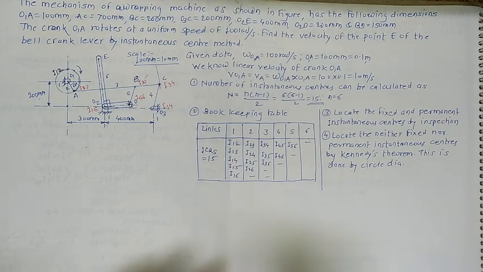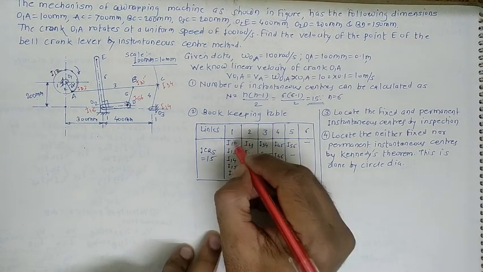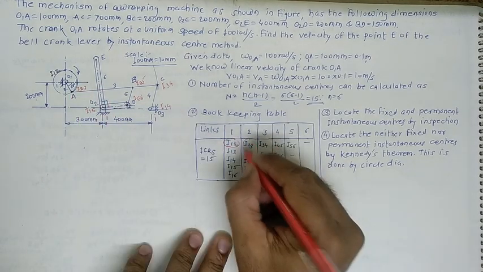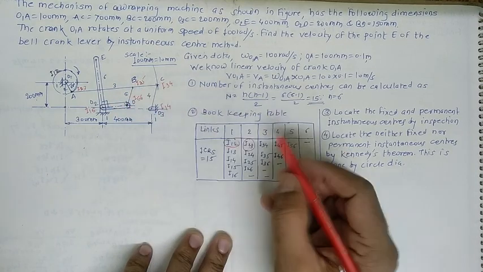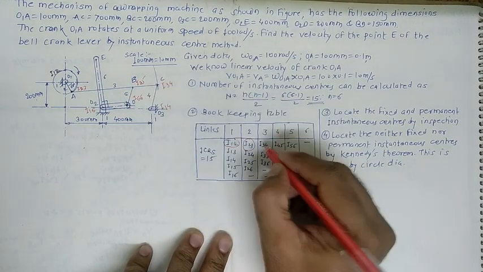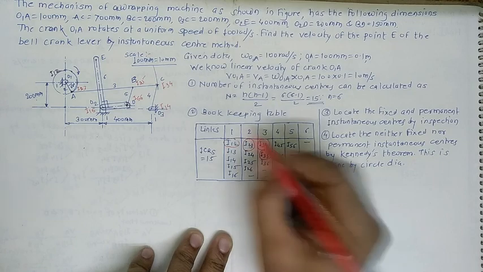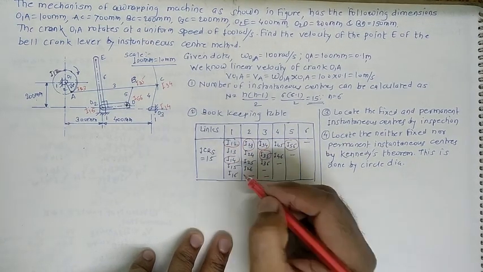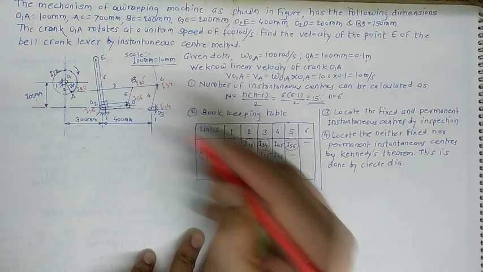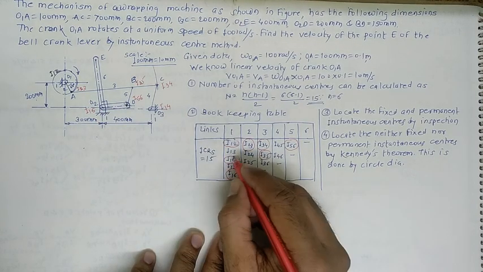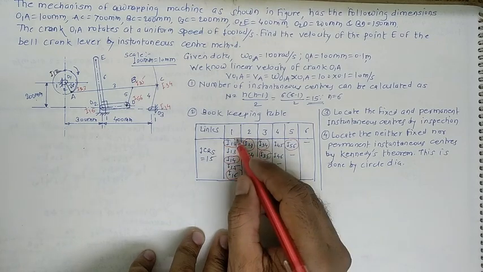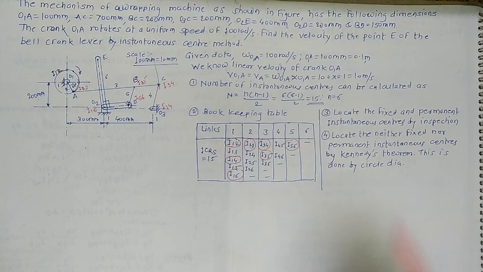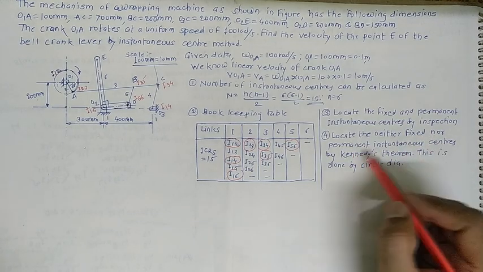Now by inspection, whatever the instant centers we have located, just circle them. Here I12 is located, then I23 is located, the next one I34 is here, I35 is located, then I56 is located, I14 is located, then I16 is located. Just circle them.